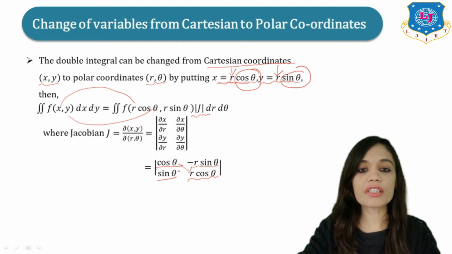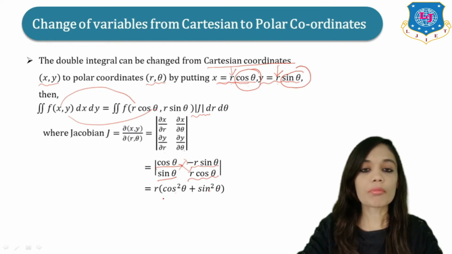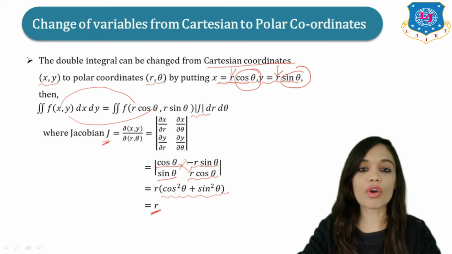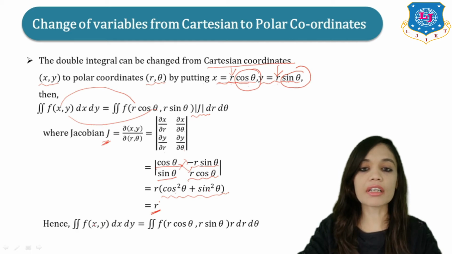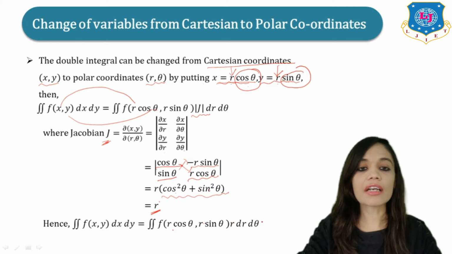Now we have to solve this determinant. The answer will be r times cos square theta plus sin square theta. But we know cos square plus sin square is equal to 1. Therefore, our Jacobian will be equal to r. Now let us put this value of J in the integral. Finally, our double integral of f of x, y dx dy will be equal to the double integral of f of r cos theta, r sin theta, r dr d theta.